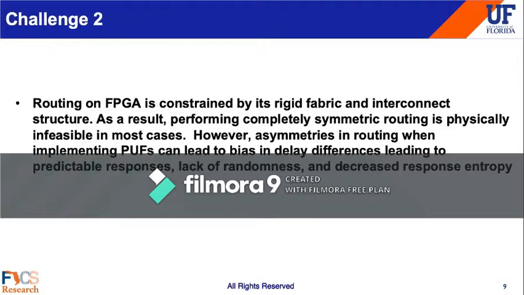And our second challenge is that routing on FPGA is constrained by its rigid fabric and interconnect structure. As a result, performing completely symmetric routing is physically infeasible in most cases. However, asymmetries in routing when implementing PUFs can lead to bias in delay differences, leading to predictable responses, lack of randomness, and decreased response entropy, which are not what we want according to our assumptions.